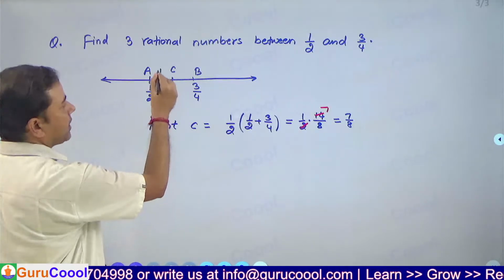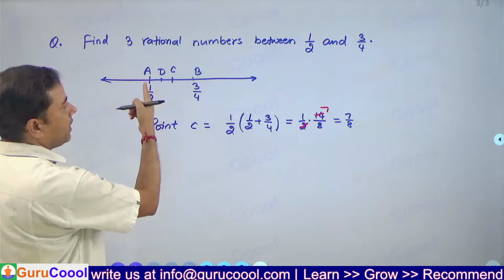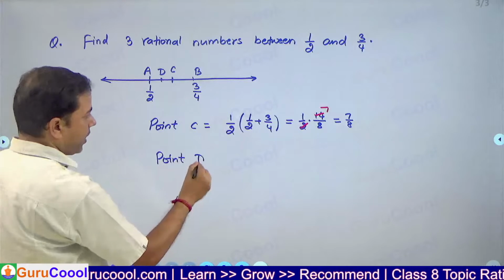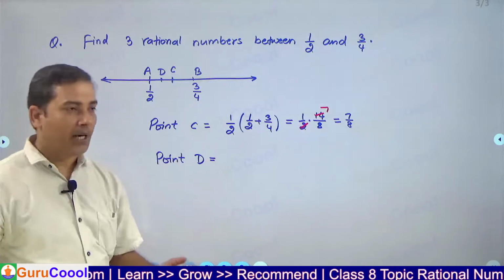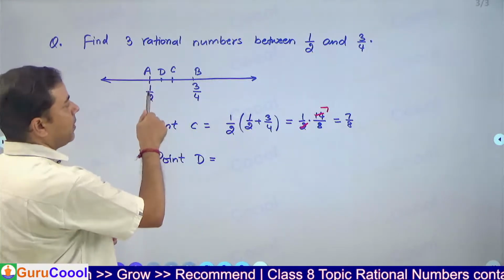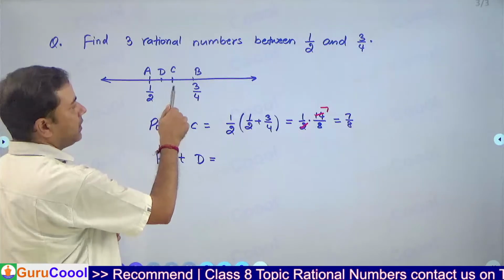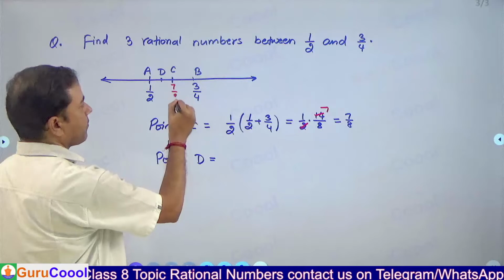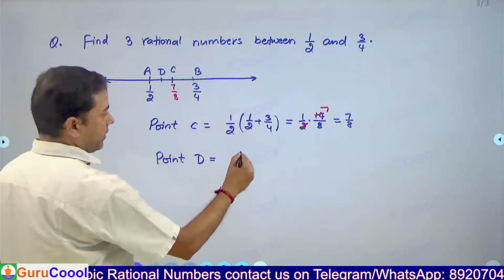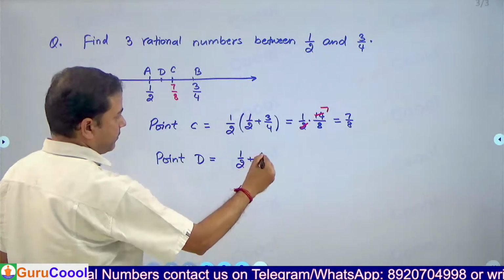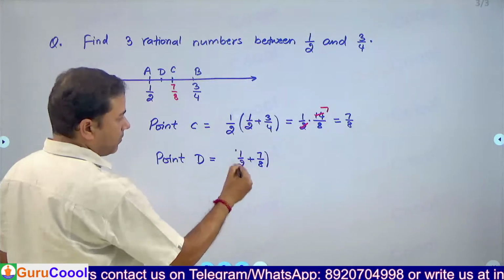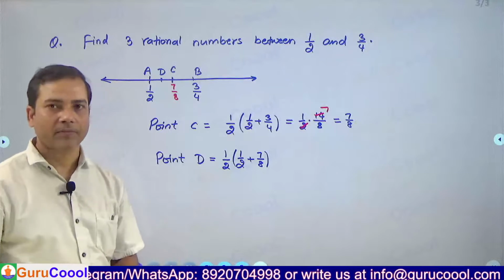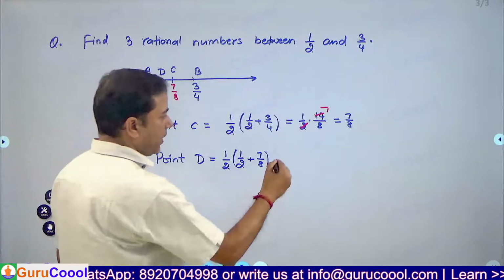Okay. Now let us find the mid number between A and C. Let us name it D, the mid number of A and C. Again we will do the same practice. We will add 1/2 and C, that is 7/8, and we have to divide the sum by 2. Now let us simplify.